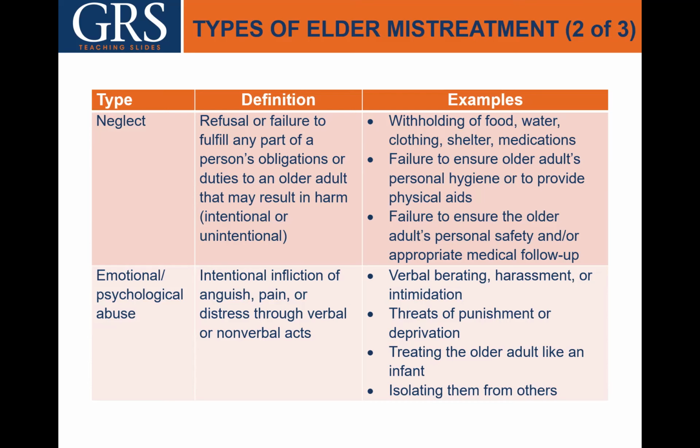Next one is emotional or psychological abuse, which means intentional infliction of anguish, pain, or distress through verbal or nonverbal acts. Examples include verbal berating, harassment, abuse, threats of punishment, and isolating older adults from others.